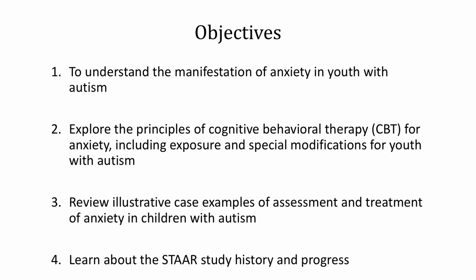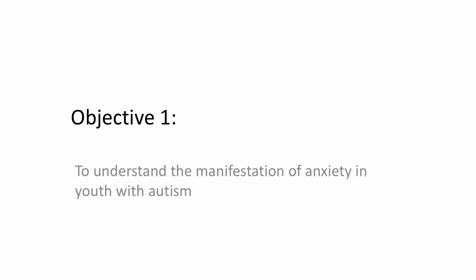So we're really trying hard to work on bettering the assessment and diagnosis of anxiety and autism, but also the treatment. So we're going to go through all those areas today. And our objectives, the first one is to understand the manifestation of anxiety in youth with autism, to explore the principles of cognitive behavioral therapy for anxiety, including exposure and special modifications for youth with autism, to review illustrative case examples of assessment and treatment of anxiety in children with autism, and to learn about the STAAR study history and progress.